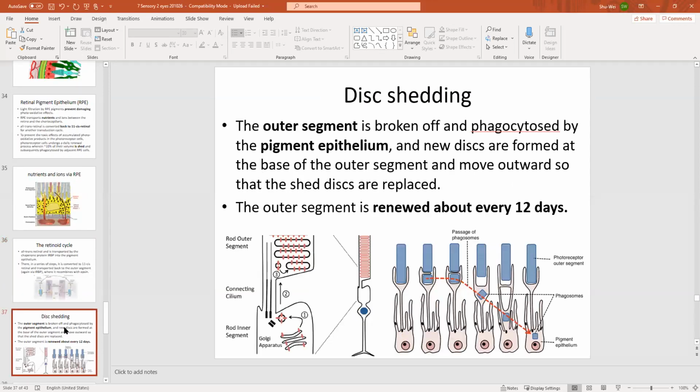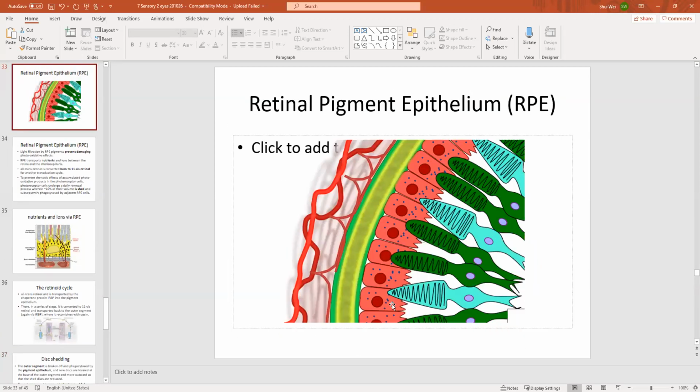In addition, these cells, close friends with the photoreceptor, help the photoreceptor by eating part of it. This is called the process of disc shedding. So this is the outer segment of the photoreceptor, and this is the pigment epithelium, the RPE layer. The photoreceptor outer segment is kind of embedded in it.